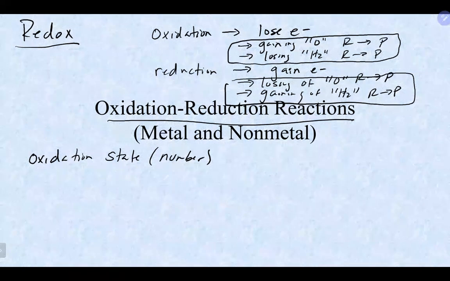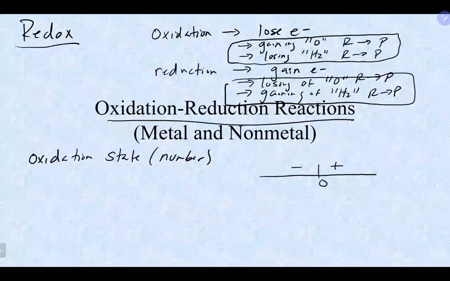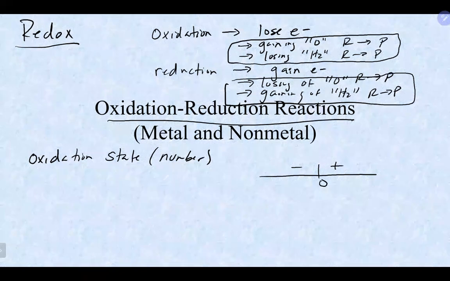You could take a basic number line here, and usually to the right there are positive numbers, and to the left of 0 are negative numbers. If something loses electrons, will they become more positive or more negative? They will become more positive, right? Because they lost electrons, they have more protons. So if you look at where that element started to where it ended, and it's moving in this direction in terms of its oxidation number, becoming more positive, that means it is going through oxidation.